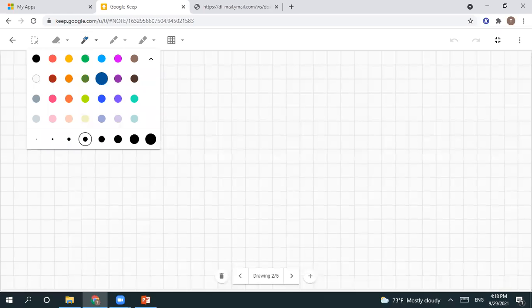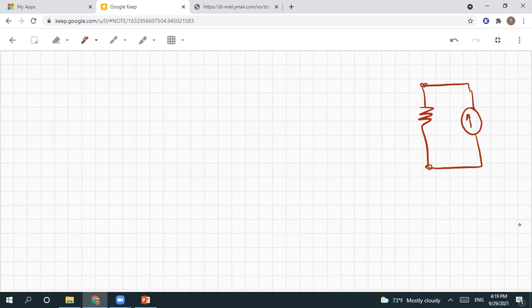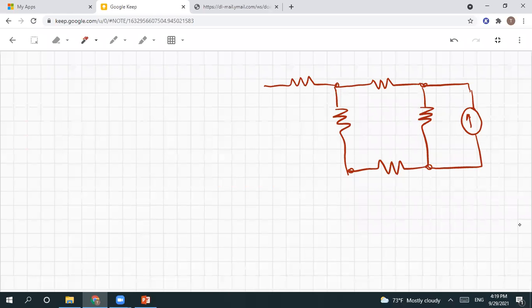So the circuit, let's have it in red. So we will have one current source, and then a resistor, and another resistor, another resistor, okay. And we have another resistor here.